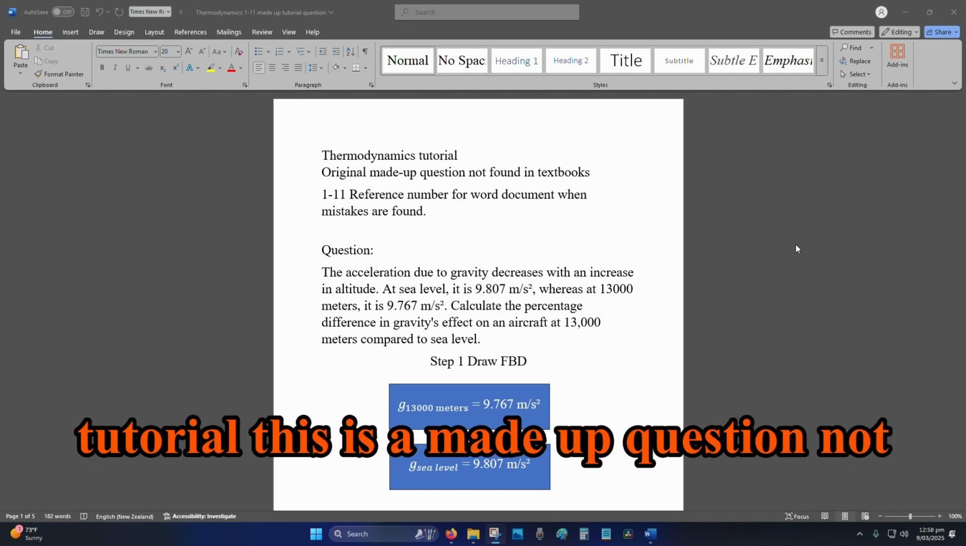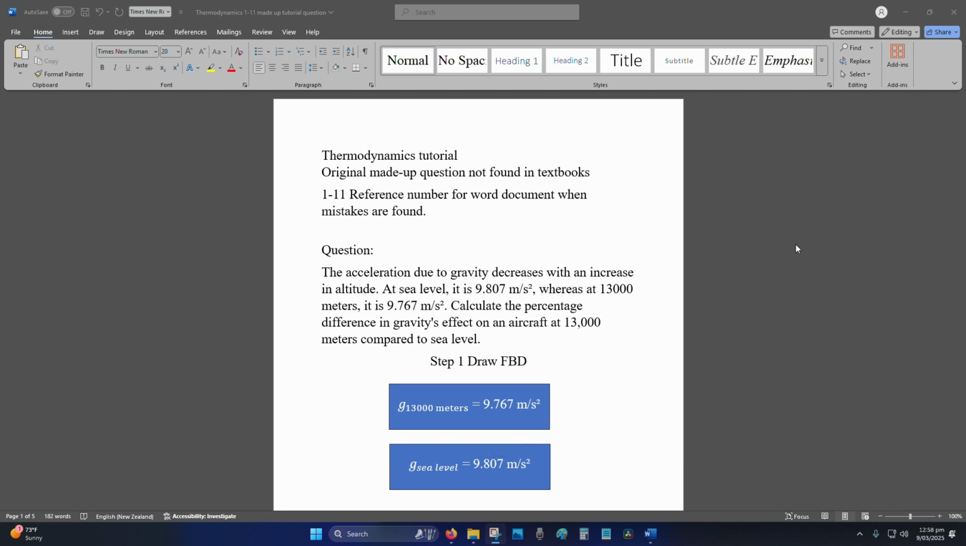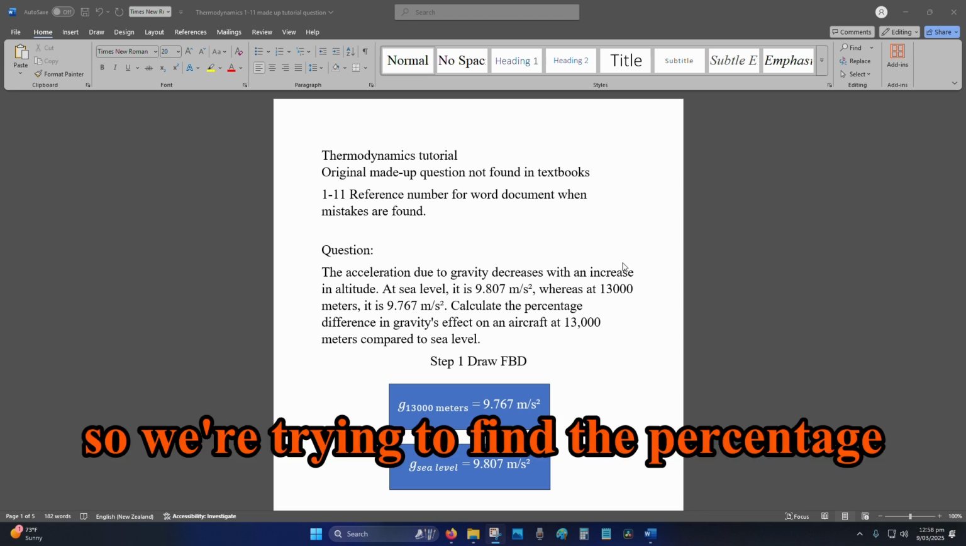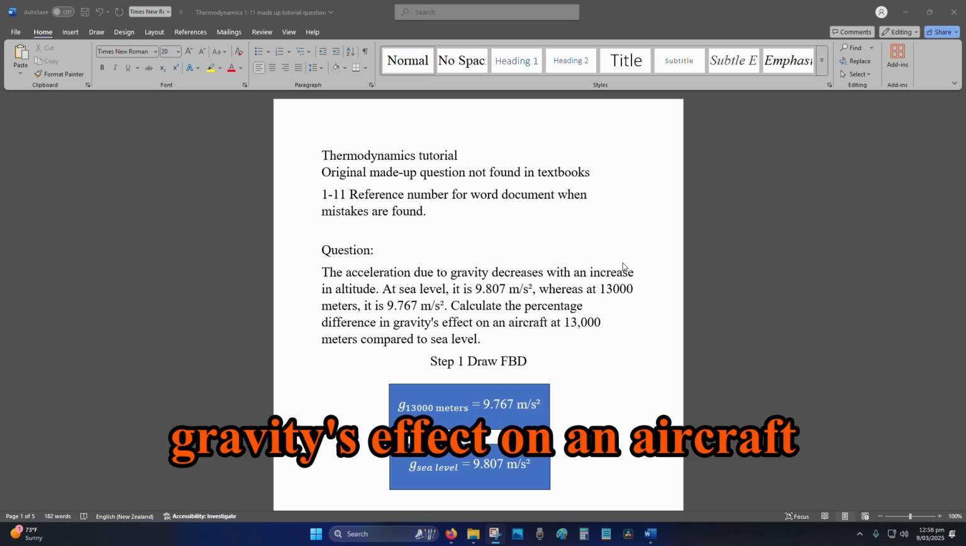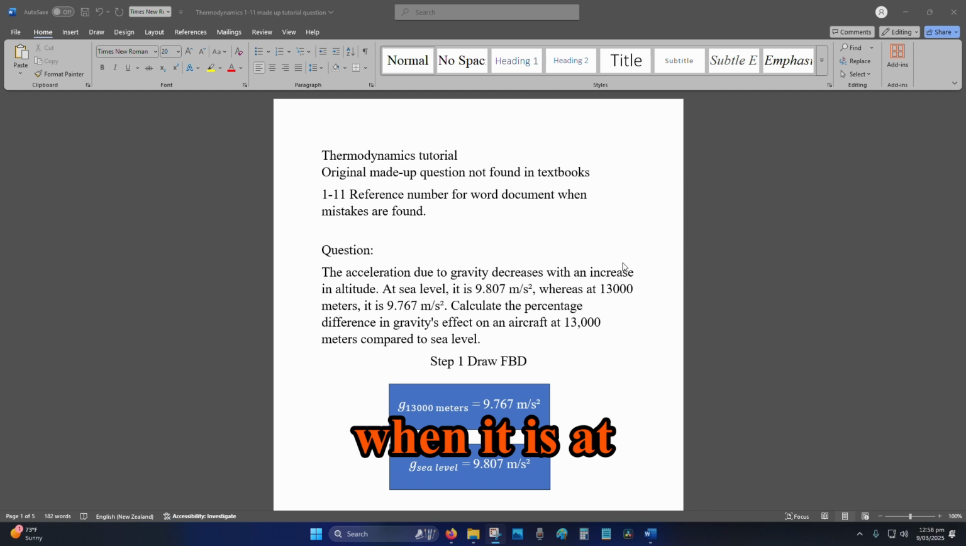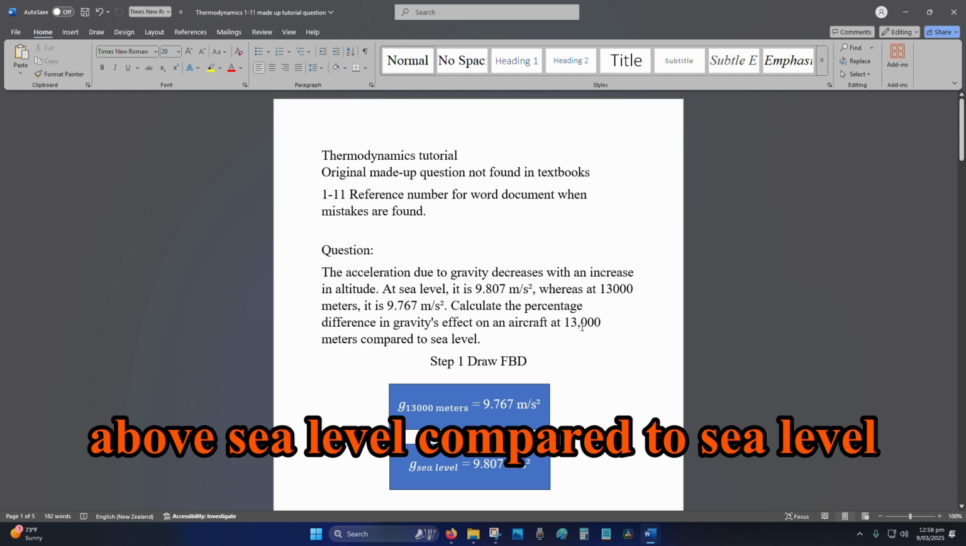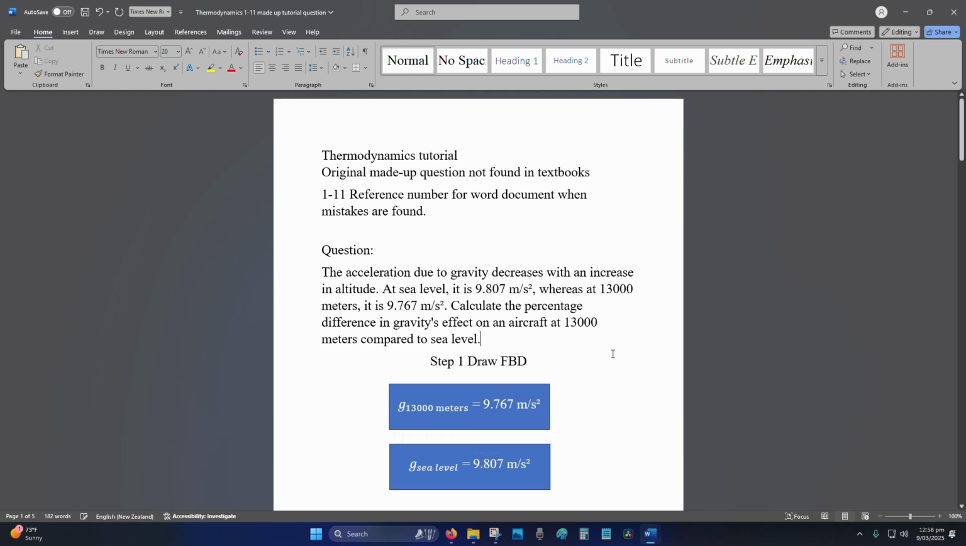This is a made-up question not found in your textbooks. So we're trying to find the percentage difference in gravity's effect on an aircraft when it is at 13,000 meters above sea level compared to sea level.